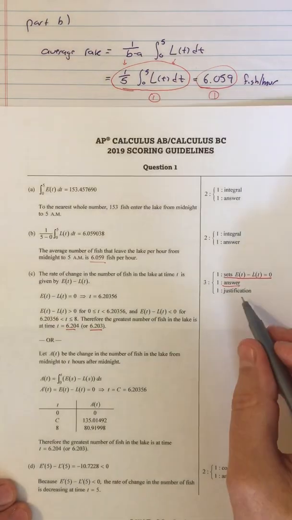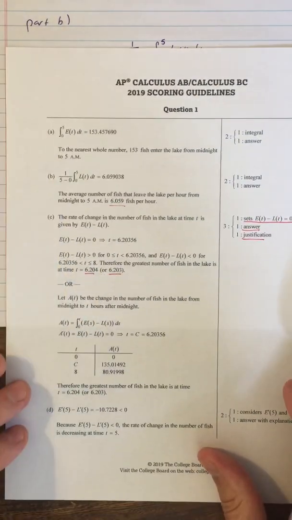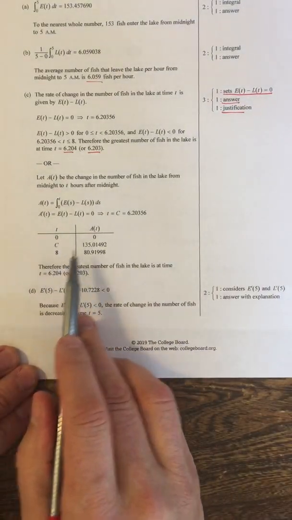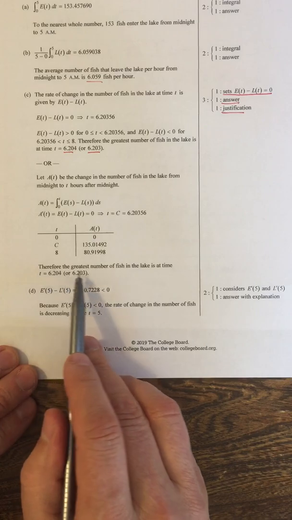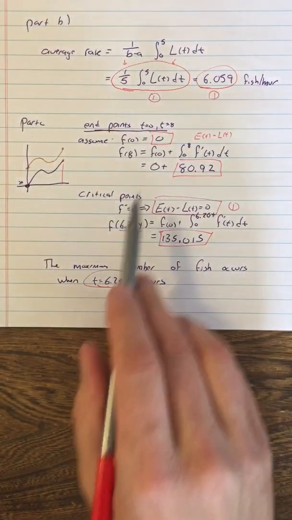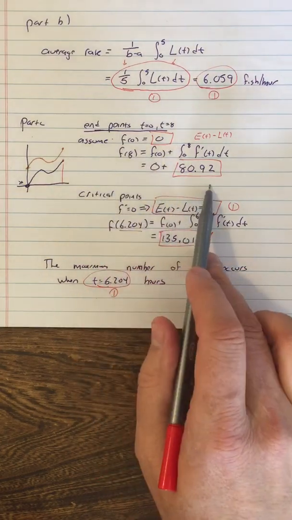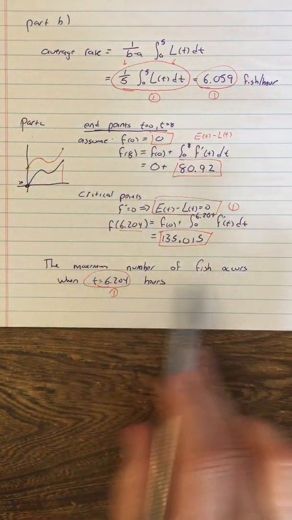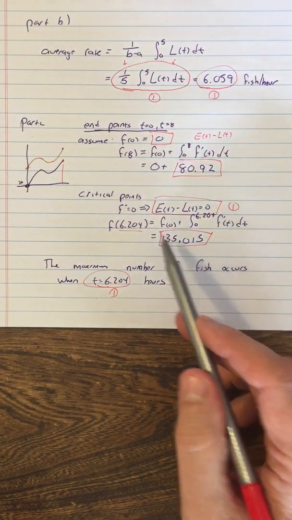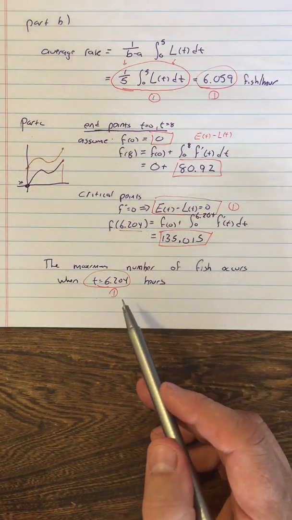Okay, and then for the justification, notice what they've put for a justification. So here's how we did the justification. We made this table of values and we said, therefore, the greatest number of fish is at time t equals 6.204. That's our justification. We created this table of values. All right, and then we said the maximum number of fish occurs. So just by showing f of 0, f of 8, and f of the critical point, that's our justification.